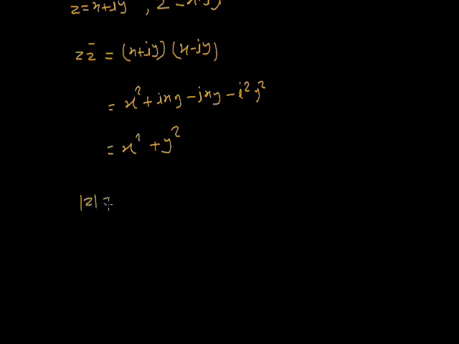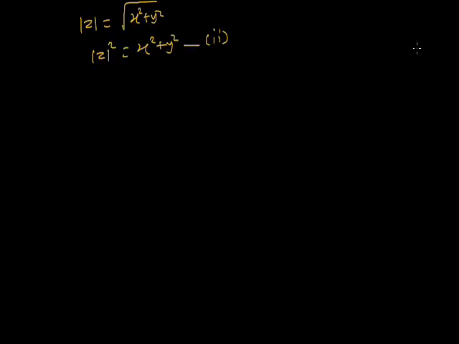Similarly, mod of z is equal to under root x square plus y square. So mod of z square will become x square plus y square. So from here, 1 is exactly equal to 2. So we can say z into conjugate of z is exactly equal to the square of the modulus of z. Similarly, we can write some more properties.